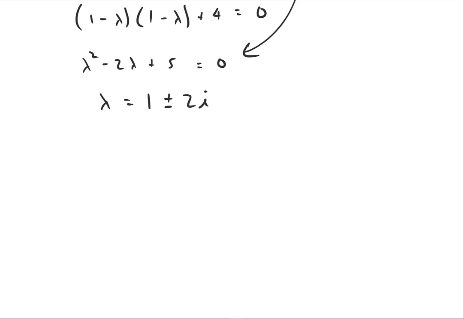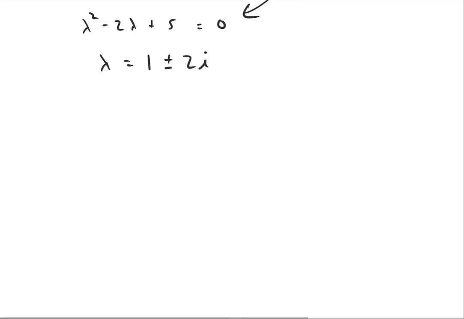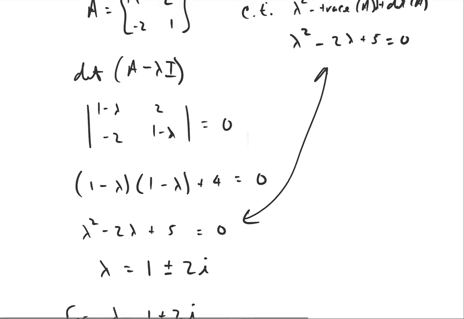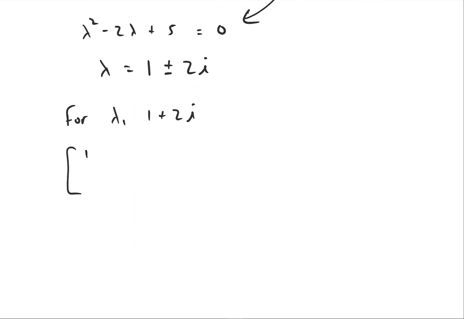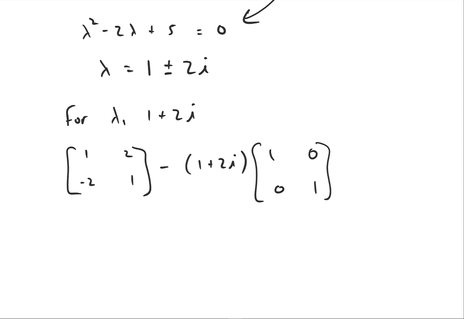So let's choose one. The first one we'll do is 1 plus 2i. So we're going to put that into the equation A minus lambda I x equals 0. My A matrix again is 1, 2, negative 2, 1, minus 1 plus 2i times I. This whole thing times x1, x2 equals 0. This is what I'm solving.